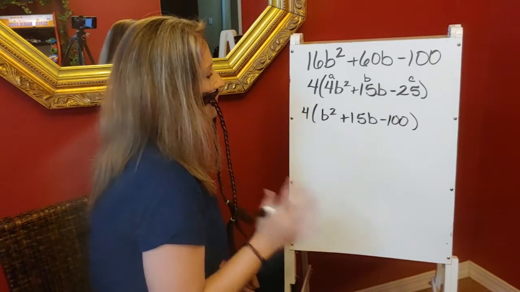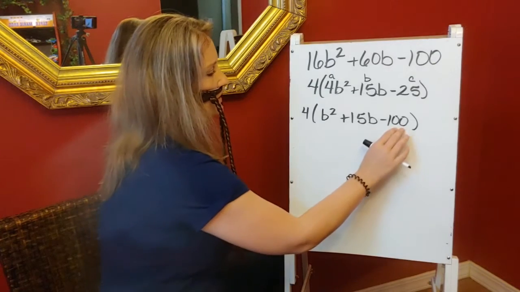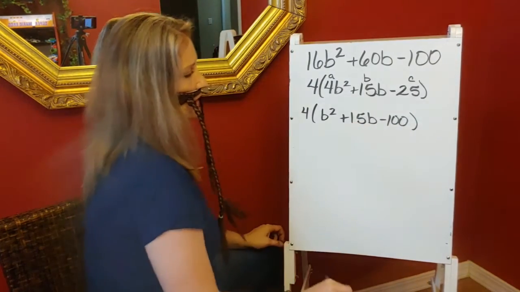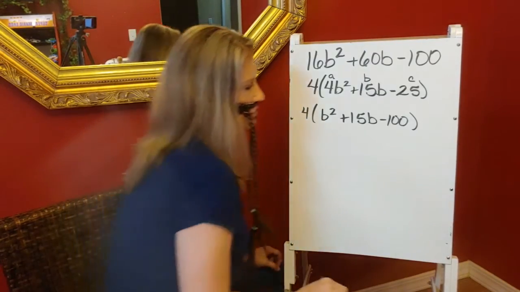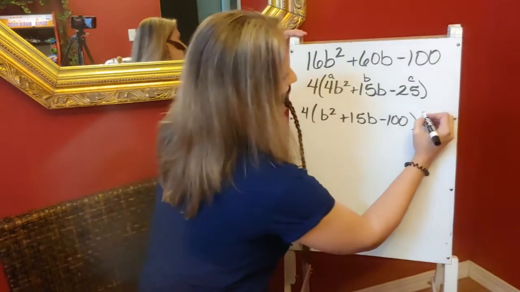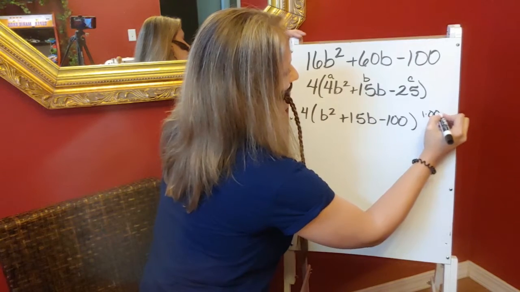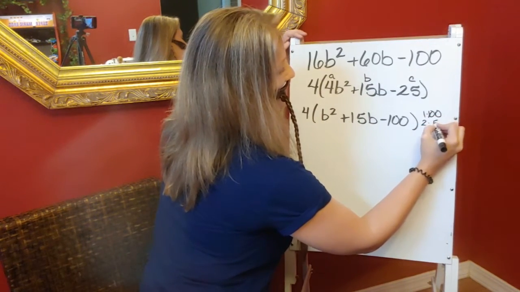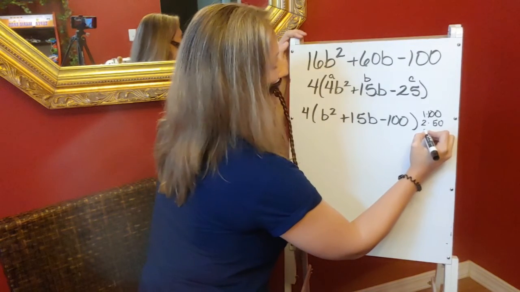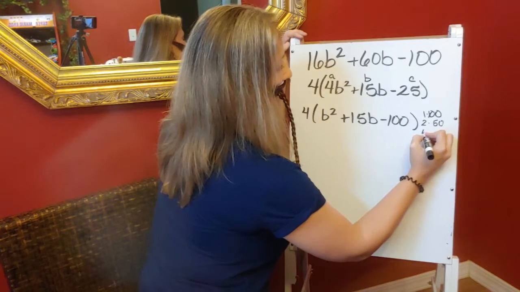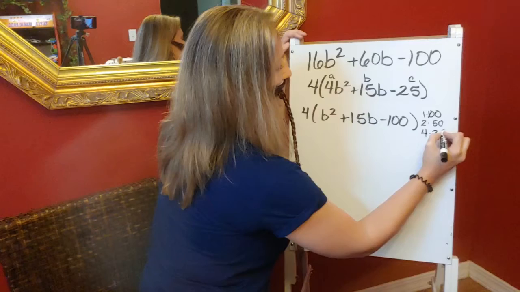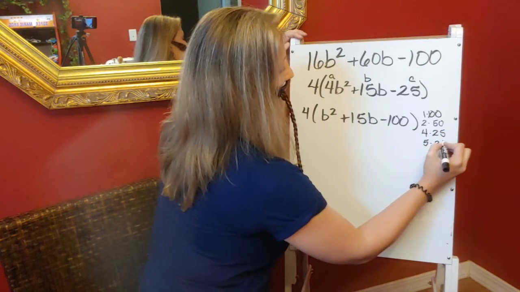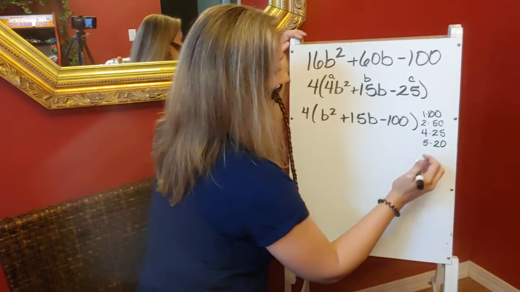Now I'm going to look for factors. I'm looking for factors of 100 that, when I add them together, I get 15. So I'm going to look at some factors of 100. Well, you have 1 times 100. 2 times 50. That works. 3 won't. 4 times 25. 5 times 20.